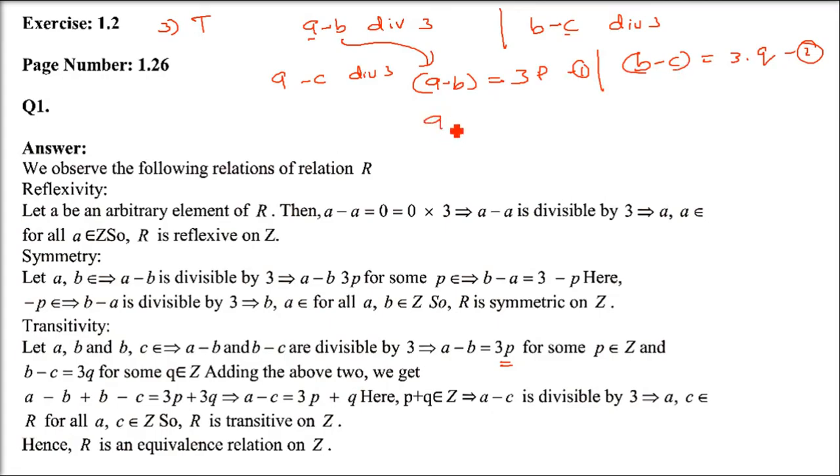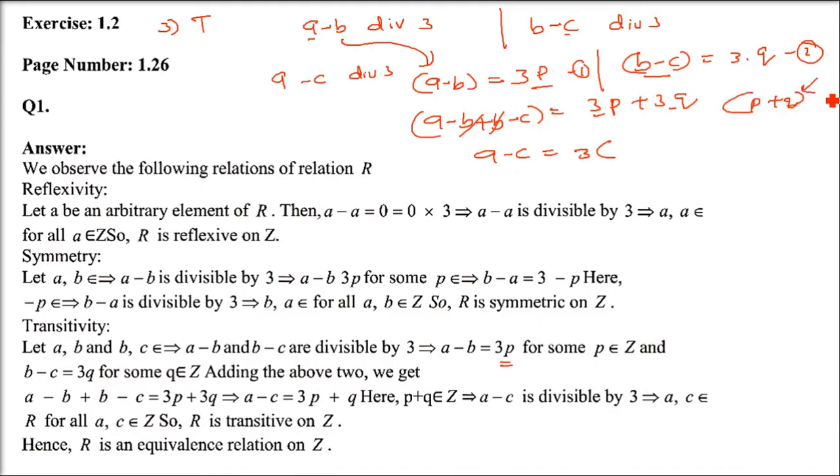We need a minus c. That is why we are adding. a minus b plus b minus c. What do you get? This is 3p plus 3q. And I am taking 3 common. So b gets cancelled, a minus c equals 3 common, and p plus q, because p is a constant, q is a constant, which we have taken ourselves. So p plus q is also a constant.